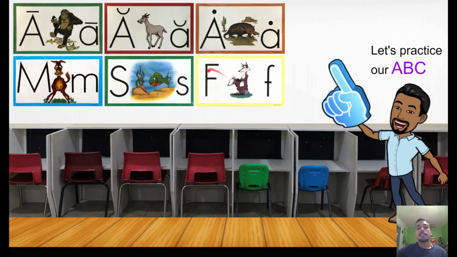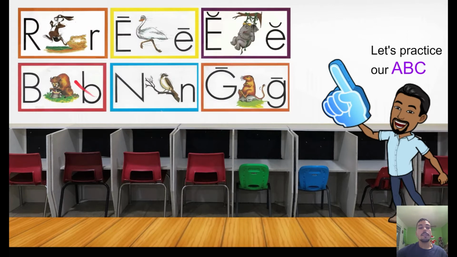Fox, and fox has a letter that sounds f. So when you see the letter F, it's going to sound f. Next friend here, its name is rabbit. And rabbit has a letter that sounds r. So when you see the letter R, it's going to sound r. The next friend here, its name is emu.